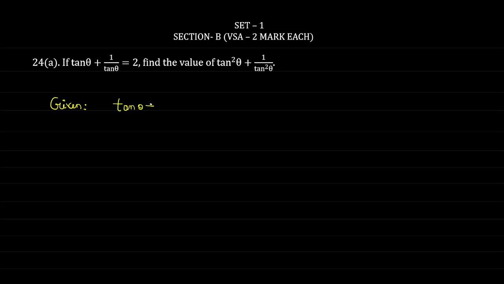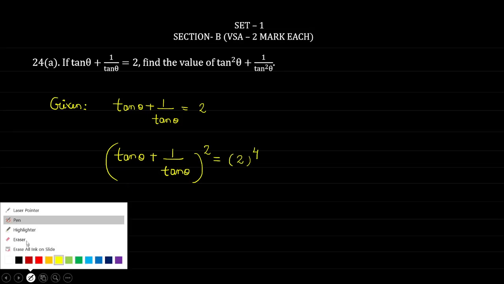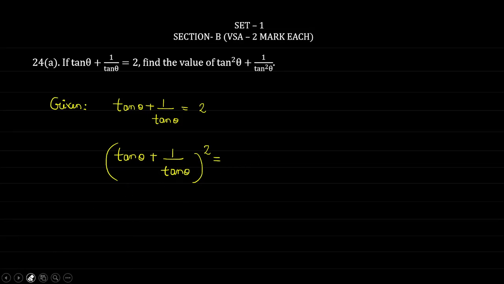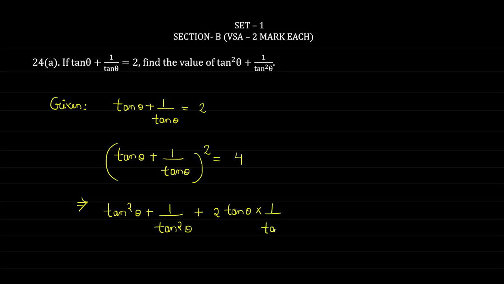tan theta plus 1 by tan theta is equal to 2. So let's do the squaring on both sides so that we can apply the identity. Whole squared. Sorry, this is 2 square, that will be 4 here. And let's see what we get. Tan square theta plus 1 by tan square theta plus twice of tan theta into 1 by tan theta.